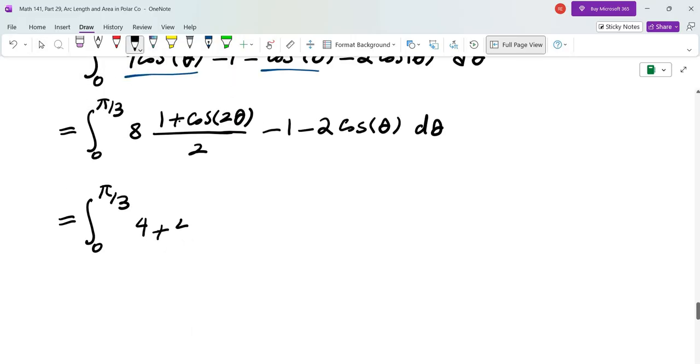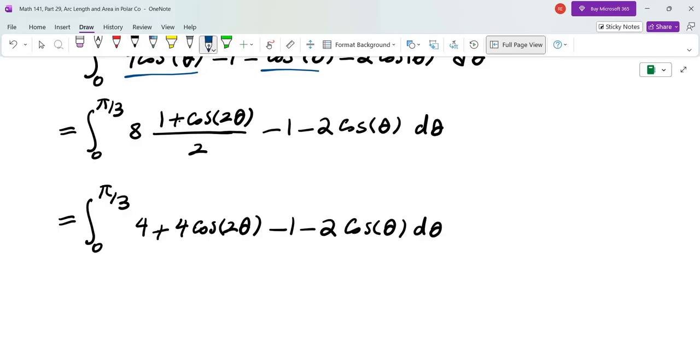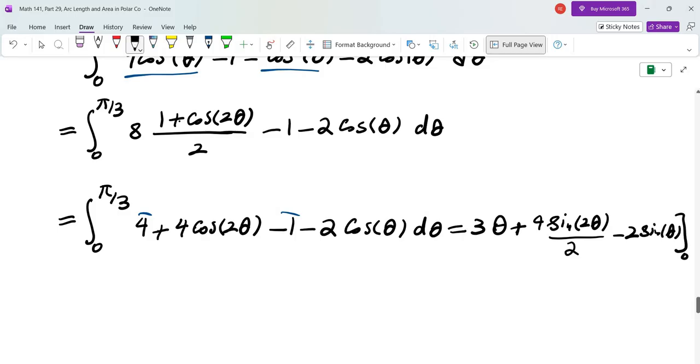So 4 plus 4 cosine of 2 theta minus 1 minus 2 cosine of theta d theta. These two give us 3. So we get 3 theta plus 4 cosine of 2 theta. That's 4 sine of 2 theta. But again, because of the chain rule, I have to divide by 2. And then minus 2 sine of theta. And then I have to evaluate from 0 to pi over 3.